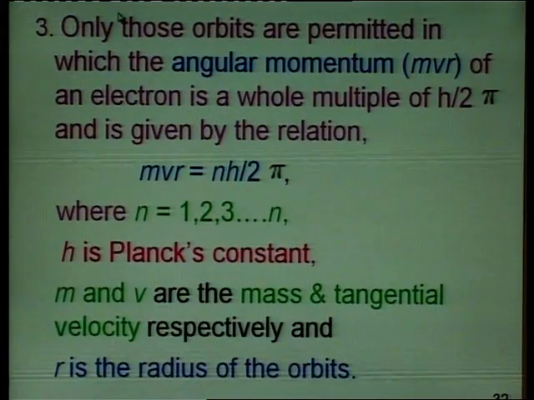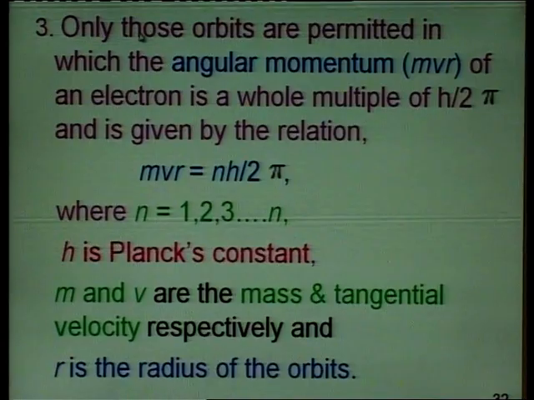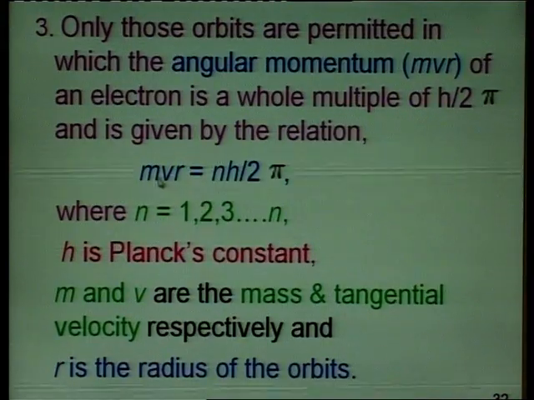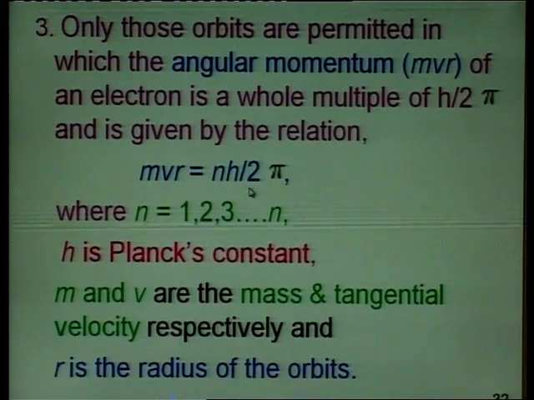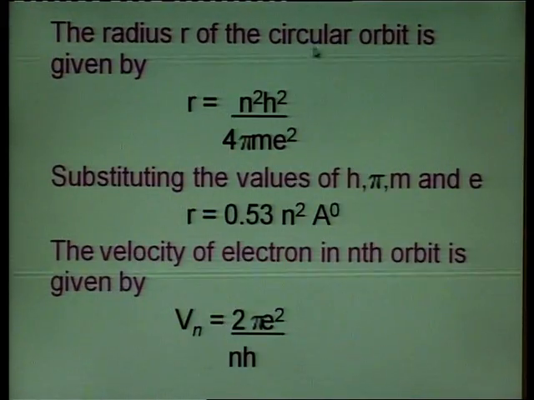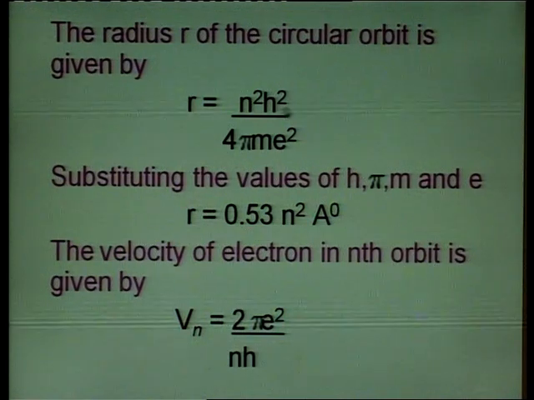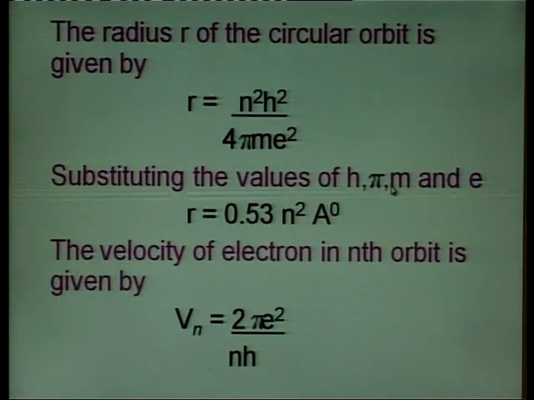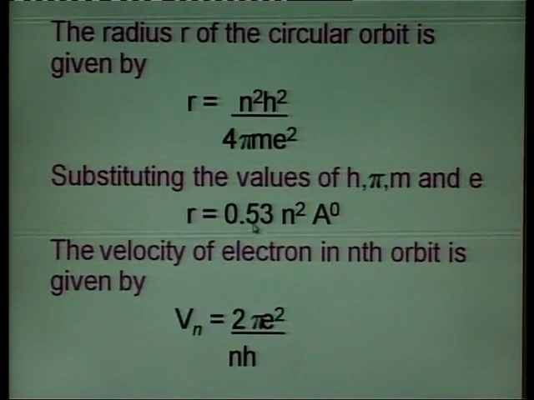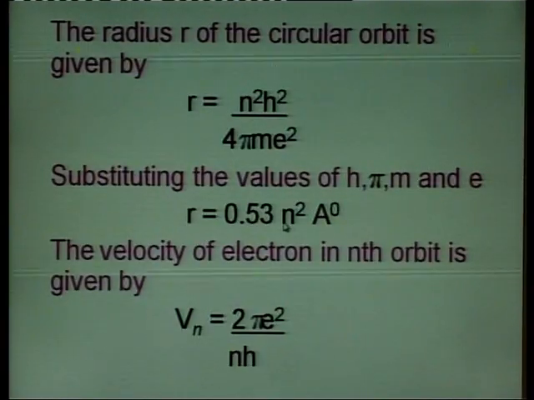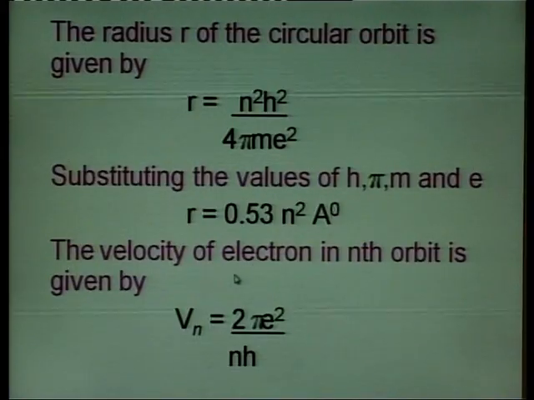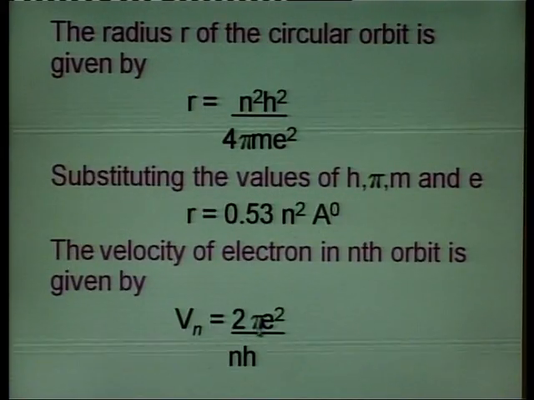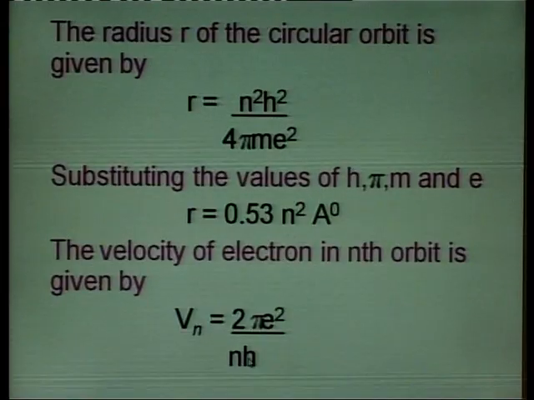So, the third postulate is that only those orbits are permitted in which the angular momentum of an electron is a whole number multiple of h upon 2 pi and is given by the formula mvr is equal to nh upon 2 pi. The radius of the circular orbit is given by the formula n square h square upon 4 pi square m e square, and substituting the values of h, pi, m and e, the value of r comes out to be 0.53 n square angstrom, and the velocity of electron in the nth orbit is given by 2 pi e square upon nh.